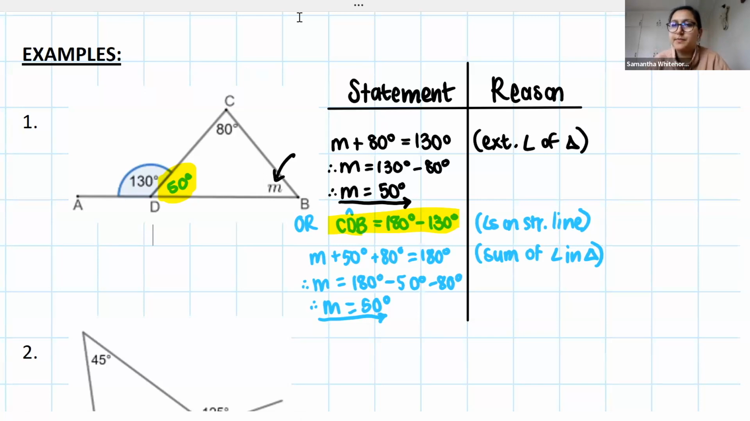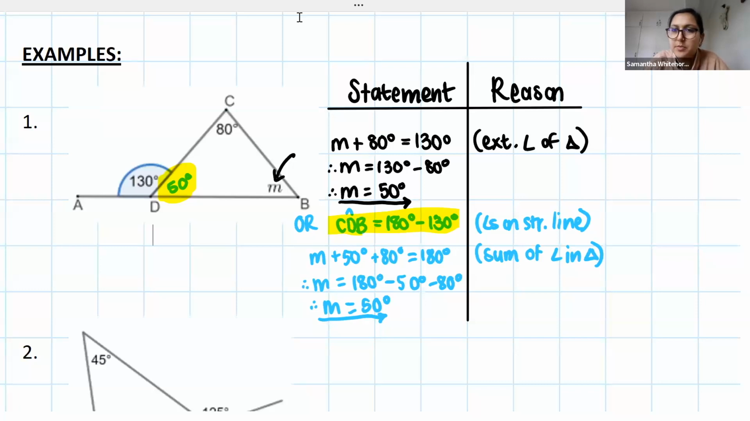Righto, Lindo. Hi, ma'am. Ma'am, for question 1, I said 130 degrees equals 80 plus m, and then m equals 130 degrees minus 80, m equals 50 degrees, exterior angles in a triangle.